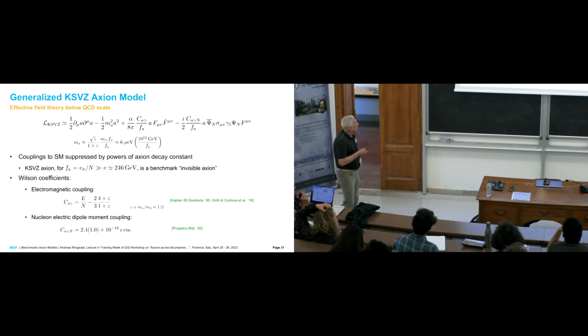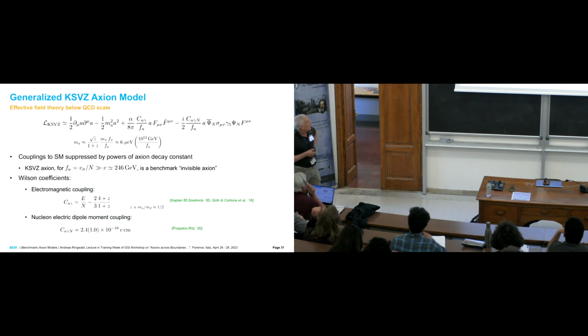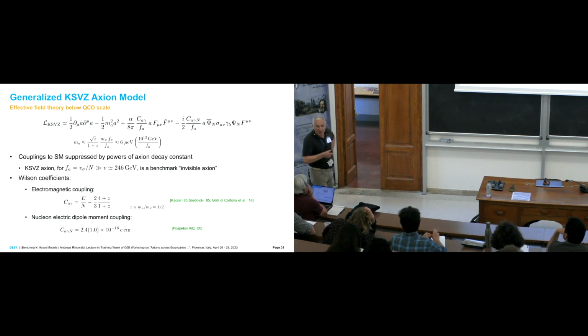And moreover, one has also to realize here that because the axion mass is proportional to 1 over Fa, and because all these couplings are proportional to 1 over Fa, these couplings are linearly dependent on the mass. The smaller the mass, the smaller the coupling. So if you plot them as a function of the mass, they get smaller and smaller the smaller the axion mass is.